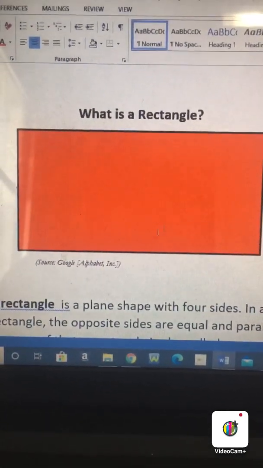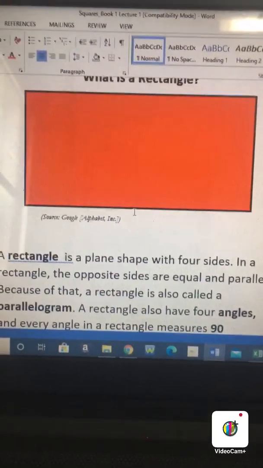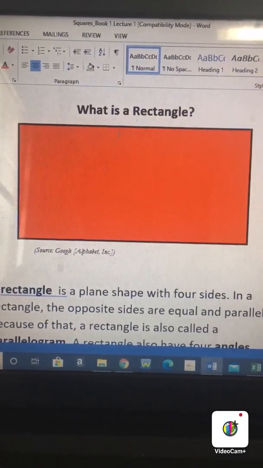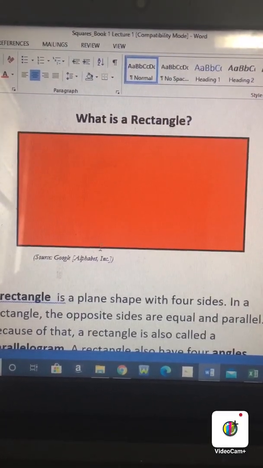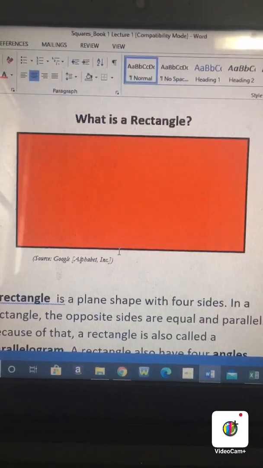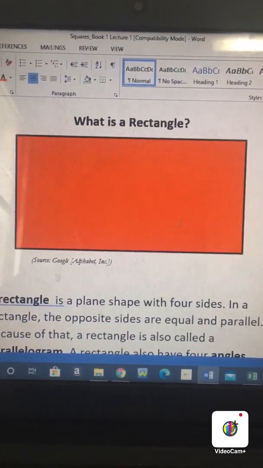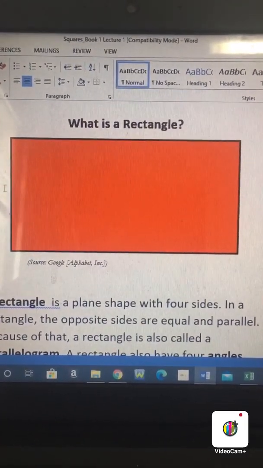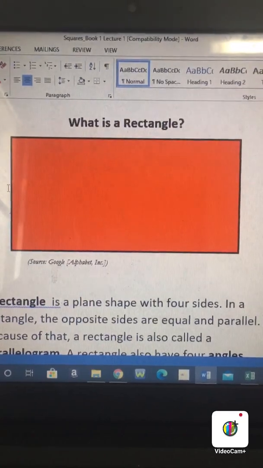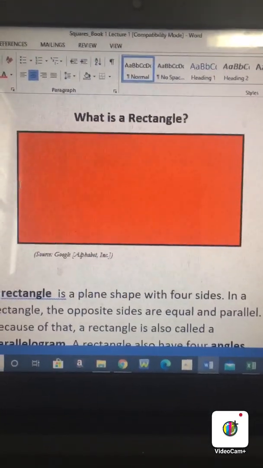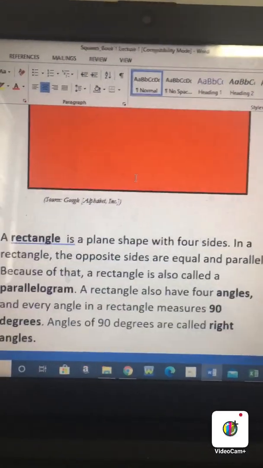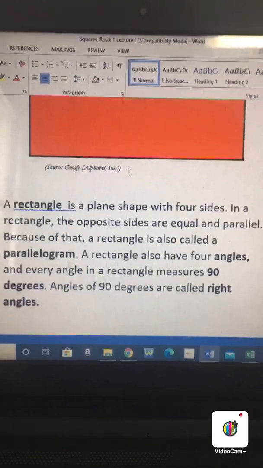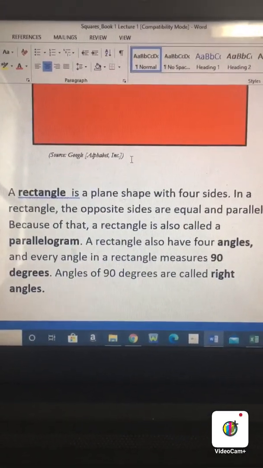Now, take a look at this rectangle. You'll see that this side here is opposite to this side, and two of them are equal in length. Also, on the right side and the left side are also equal and opposite. So this is one of the properties of a rectangle, that the opposite sides are equal and parallel.